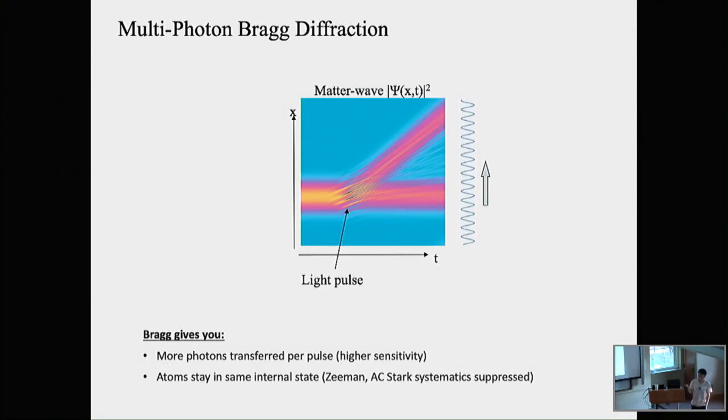Here is a visualization of the Bragg diffraction process. We solve the Schrödinger equation for Bragg diffraction numerically and then plot the amplitude of the wave function. You can see that once we apply the Bragg pulse, the wave packet of the atom splits into two.